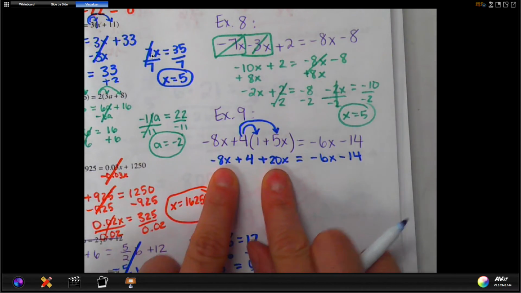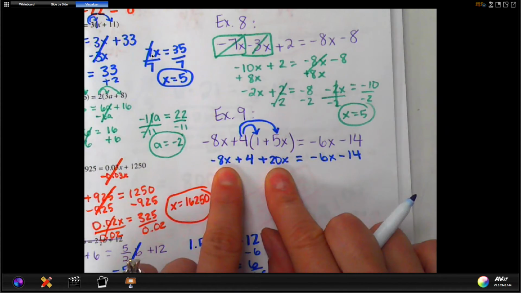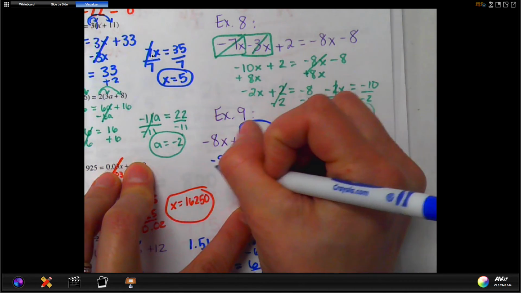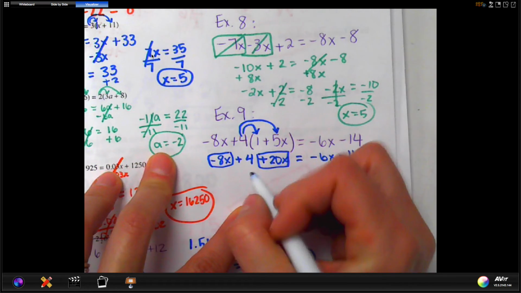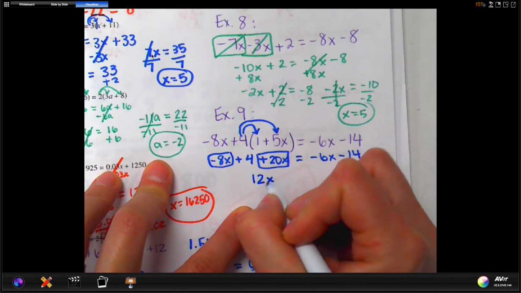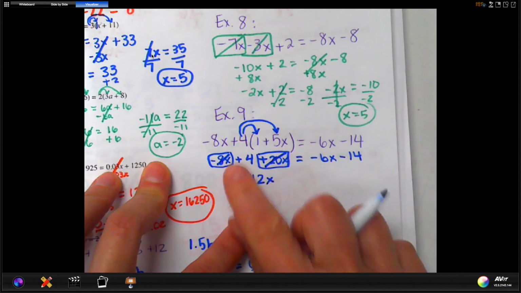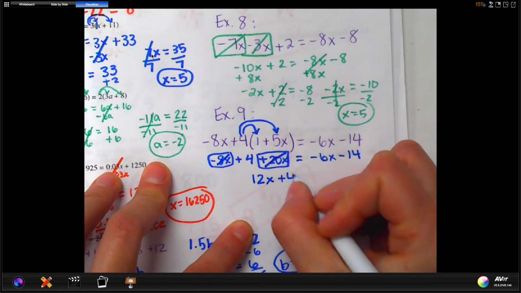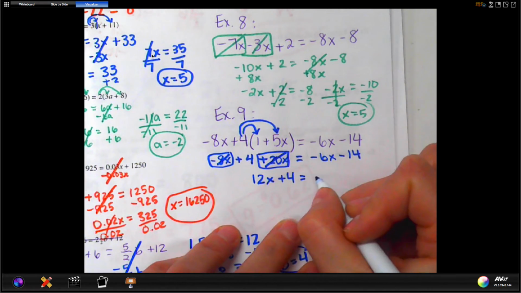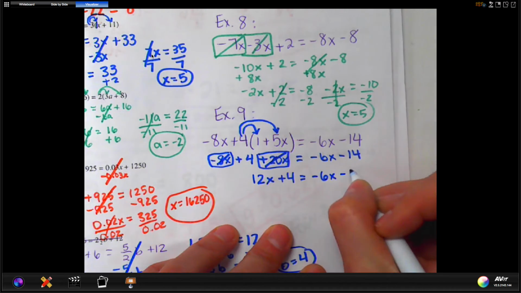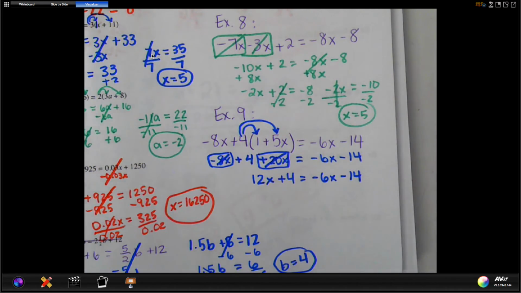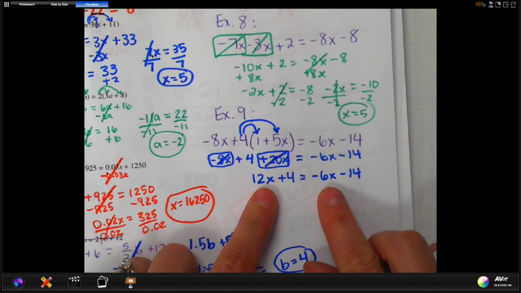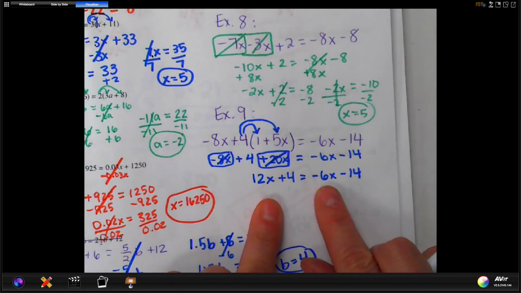These 2 are on the same side, so we're going to combine those. Negative 8x plus 20x gives me positive 12x if I put it together. Bring down plus 4. Bring down equals. Bring down negative 6x minus 14. Okay, again, I got rid of one set. Now I have 2 variables. One's on the left side, one's on the right side.